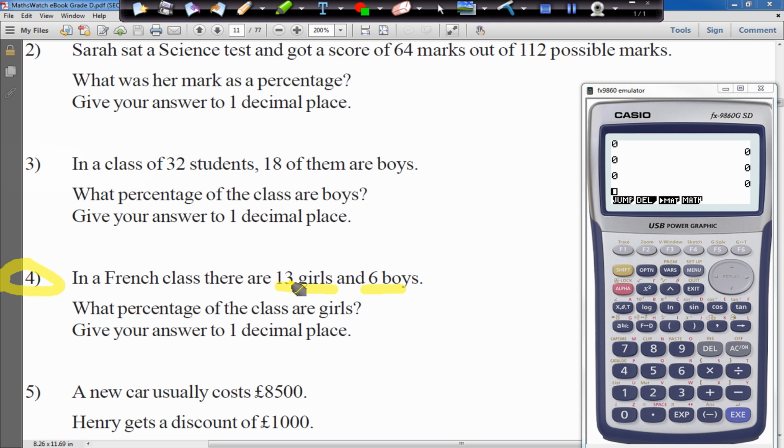So in a French class, there are 13 girls and 6 boys. What percentage of the class are girls? Give your answer to one decimal place. Okay, let's have a look at how we're going to do this question here.